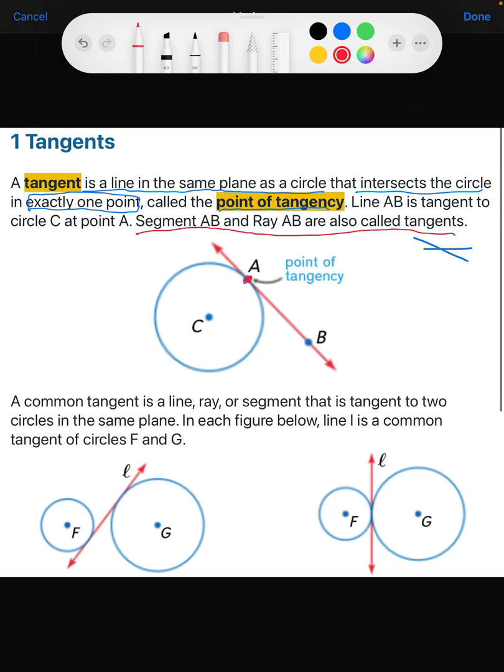A common tangent is a line, ray, or segment that is tangent to two circles in the same plane. So if we look below, these lines L are tangent to circles F and G in two different points here, and then the same point on the right. L is a common tangent of circles F and G in both of the figures.